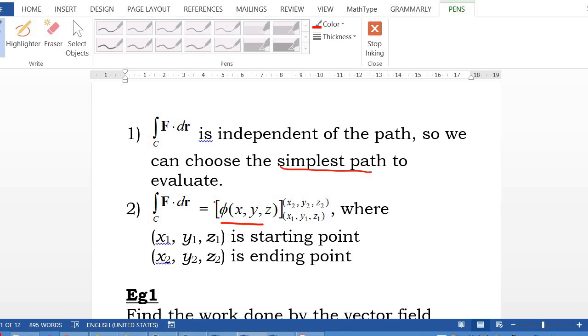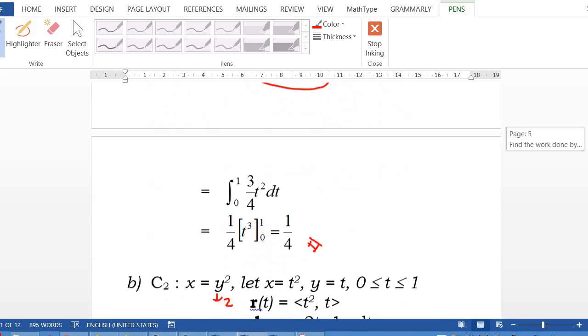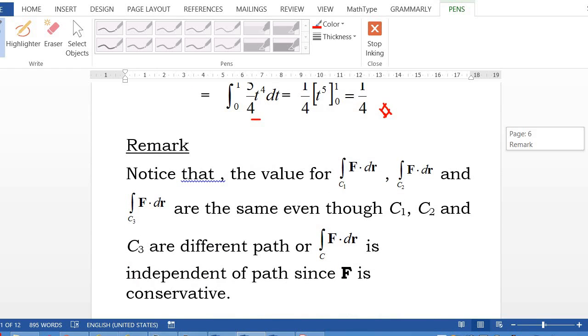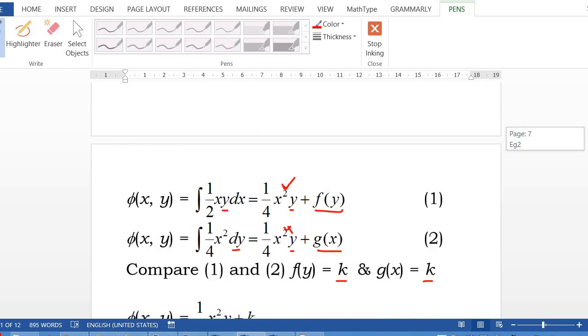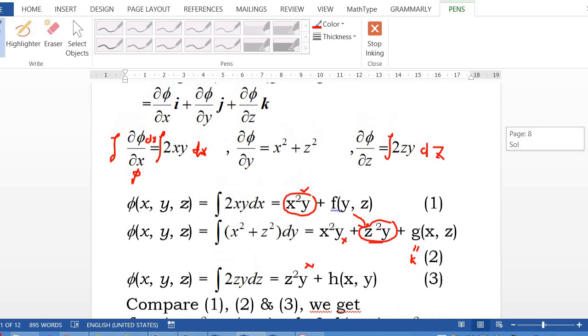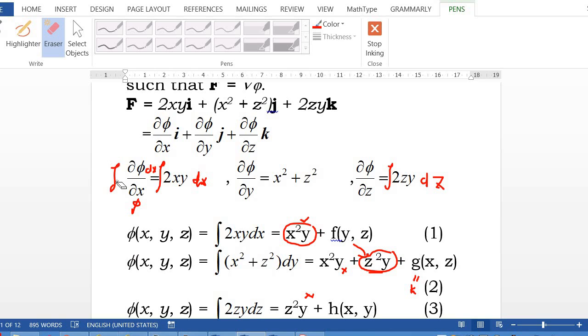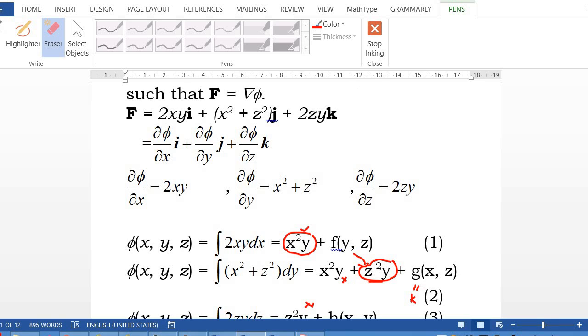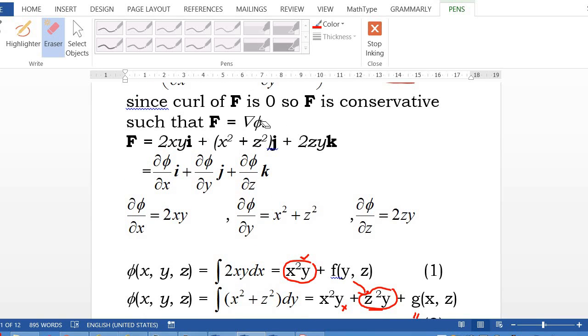To evaluate with the potential function phi, plug in the ending point at the top and the starting point at the bottom, then substitute the ending point and deduct the starting point, like when you evaluate an integral. And then how do you find the potential function phi? When F is conservative, F equals del phi.